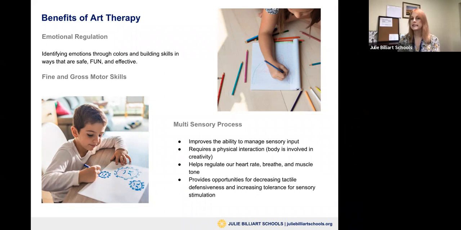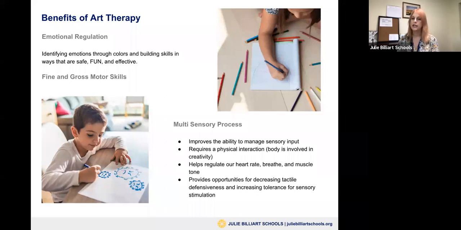And it is a multi-sensory process. So it improves the ability to manage sensory input. There are some children who don't want to touch clay because they don't like the way it feels. So of course we provide alternatives. Or there are some who like the control of a pencil, so they don't find that painting is the best outlet for them. But again, that tells us a lot about their sense of control. You know, they like that they can apply the pressure and make that line with a pencil, whereas paint is so loose that they can't control where it goes. So it tells us a lot about their mindset and where they're coming from.